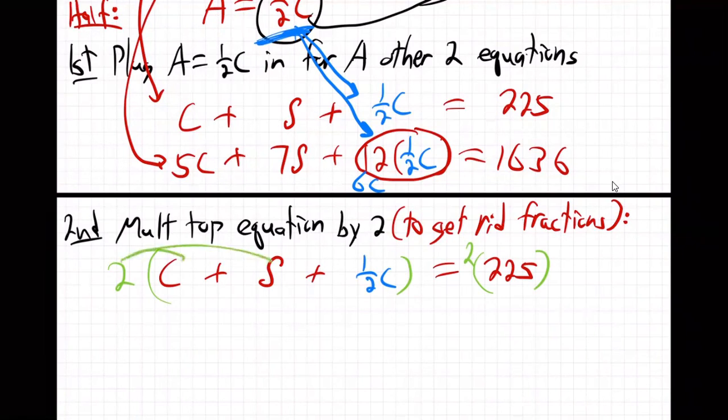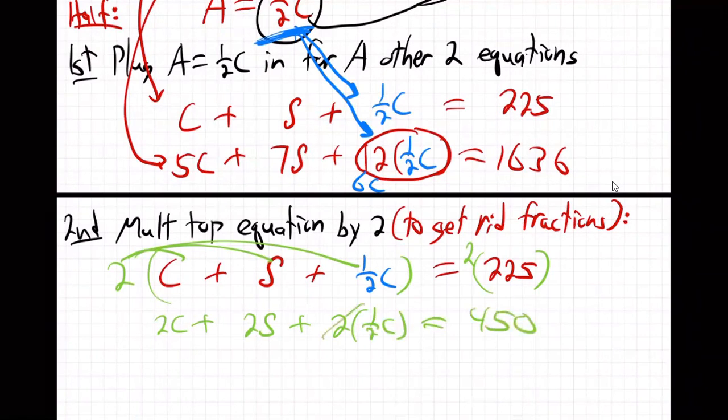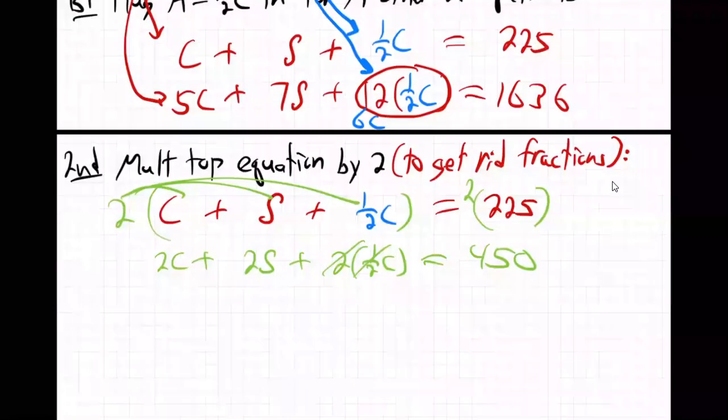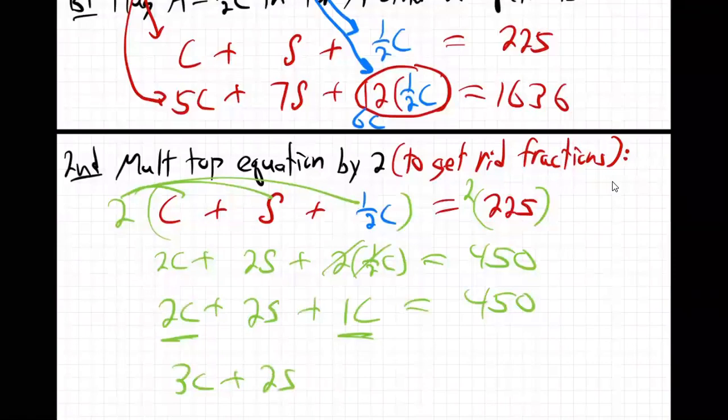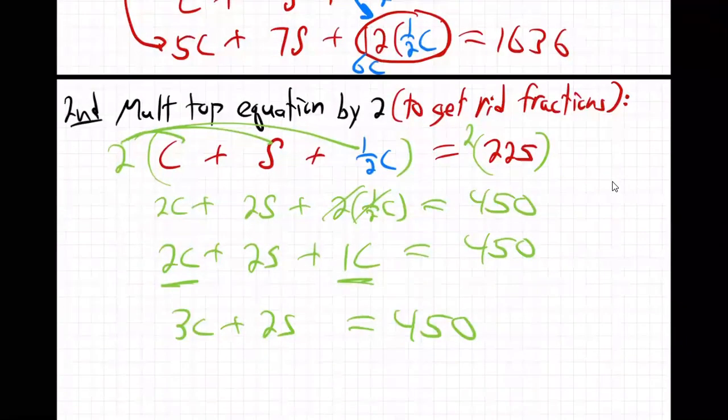So this 2 is going to go boom, boom, boom. So we'll get 2C plus 2S plus 2 times a half C is 450. And 2 times a half, what's that? Those just cancel out. So we get 2C plus 2S plus C. Right? Half of 2 is 1. How about that? We can do it that way. 1C. Half of 2 is 1. So now 2C and 1C is 3C. All right. That good?